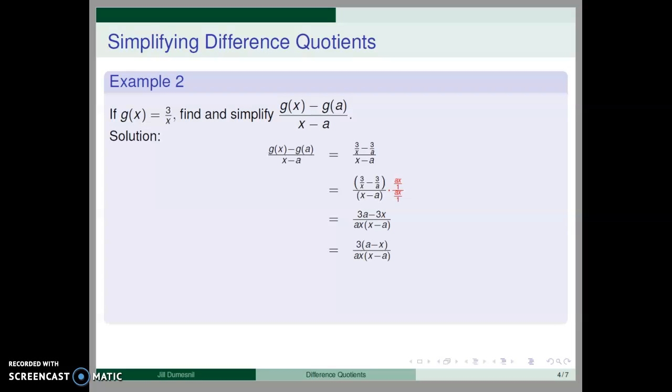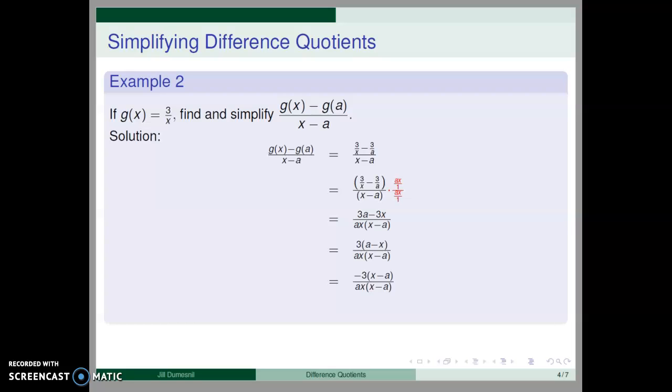minus x. Notice now that we have opposite factors, a minus x and x minus a, on the top and bottom respectively. We can reverse a subtraction by factoring out -1. Thus, we should have factored -3 out of the numerator. Remember, when factoring polynomials with negative leading coefficients, we always want to factor out the negative. The polynomial 3a minus 3x can be viewed as -3x plus 3a.